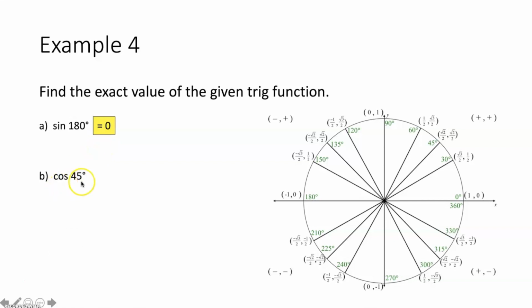Part B, cosine of 45 degrees. We go to 45 degrees on the unit circle. Remember, cosine is just the x-coordinate of your given point on the unit circle, which is rad 2 over 2, meaning cosine of 45 degrees is just rad 2 over 2. Wow, that's so much easier.